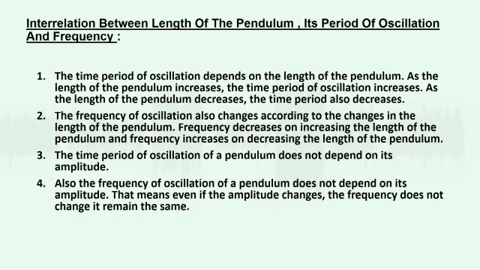Now let's know the interrelationship between length of the pendulum, period of oscillation and frequency. The time period of oscillation depends on the length of the pendulum. As the length of the pendulum increases, the time period of oscillation increases. As the length of the pendulum decreases, the time period also decreases. The frequency of oscillation also changes according to the changes in the length of the pendulum. Frequency decreases on increasing the length of the pendulum and frequency increases on decreasing the length of the pendulum.